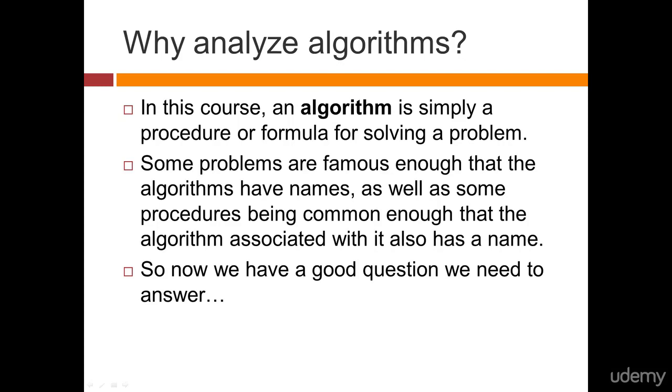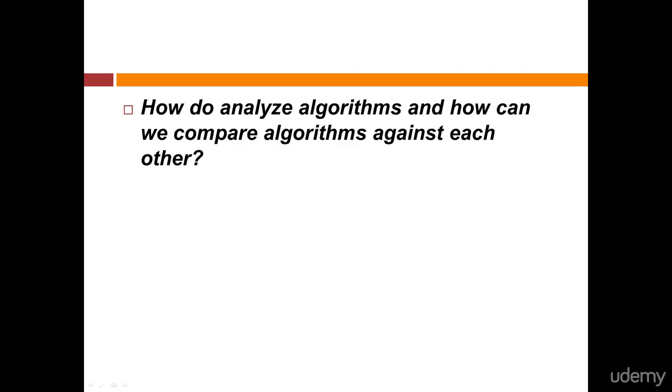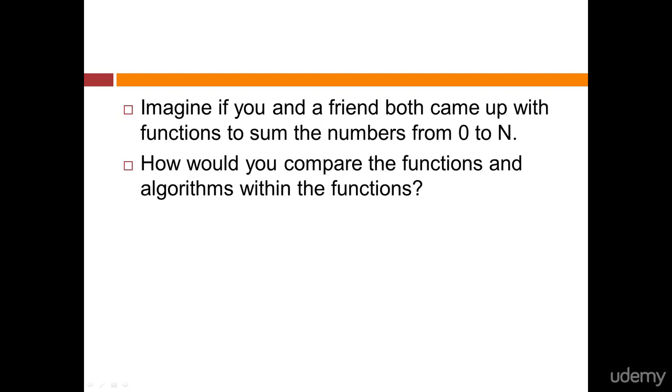Now, some problems are famous enough that the algorithms have names, as well as some procedures being common enough, such as certain types of sorting, where the algorithm associated with it has a name, such as merge sort or bubble sort, etc. And we'll be covering those later on in this course. But now that we know what an algorithm is, we have a good question we need to answer. How do we analyze algorithms, and how can we compare algorithms against each other?